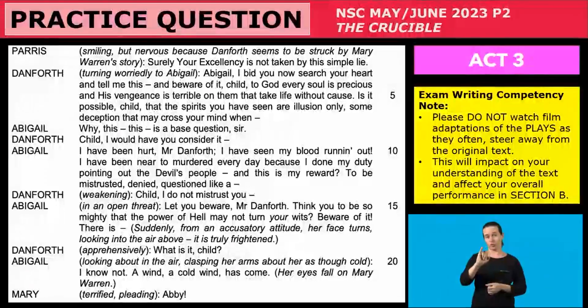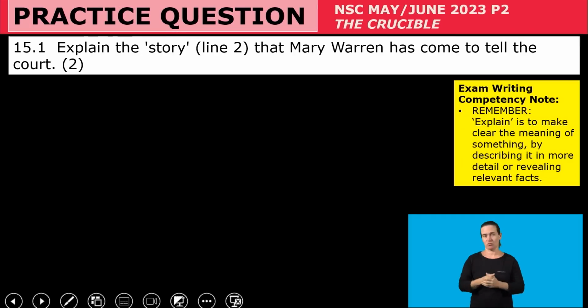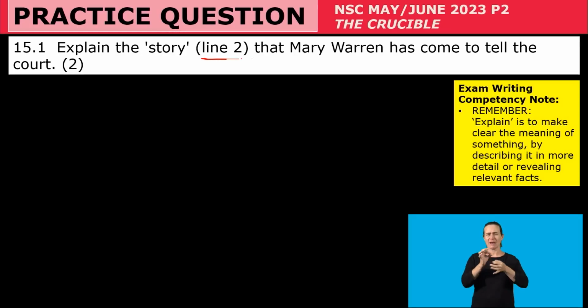Then, let's look at The Crucible. Remember, once again, do not watch the films and think that just by watching the film you can answer the contextual questions. You have to read the play very well. Explain the story in line 2 that Mary Warren has come to tell the court.